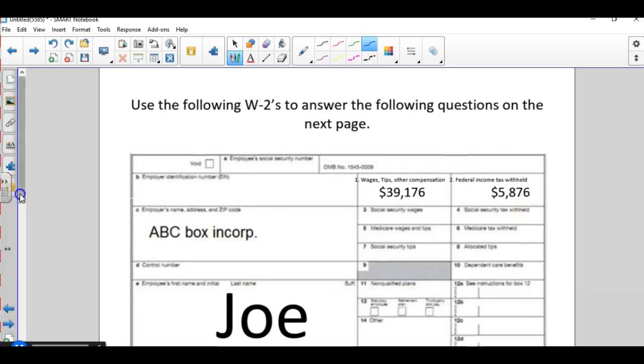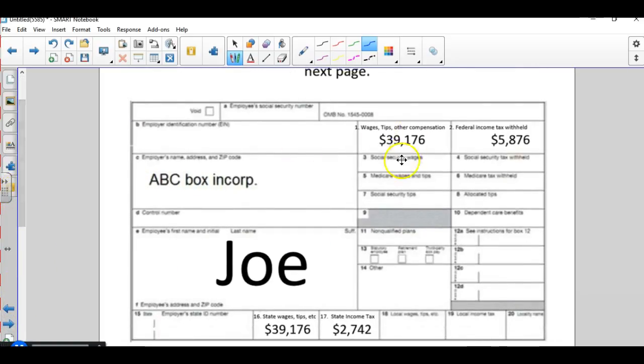All right. Taxes. This amount right here, $39,176.